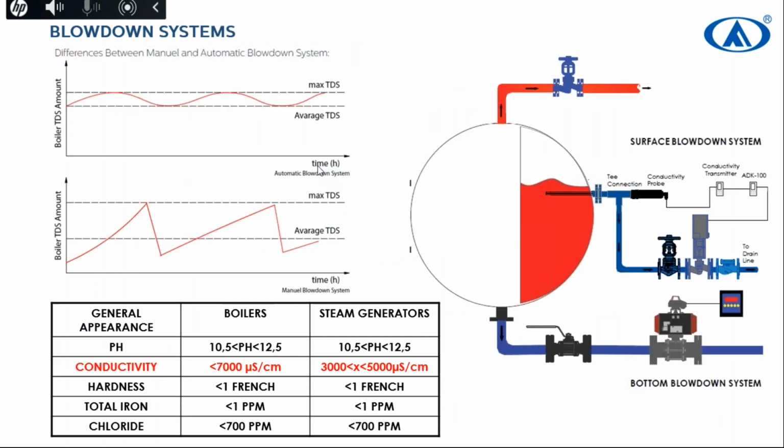Yes, we have one question at the back. This graph is the automatic blowdown system, and this graph is manual, because in this graph, as you see, it cannot hold between the average and maximum amount of total dissolved solids. But in this graphic, you can keep it stable between the average and maximum TDS level. This is for automatic blowdown. This is for manual blowdown.